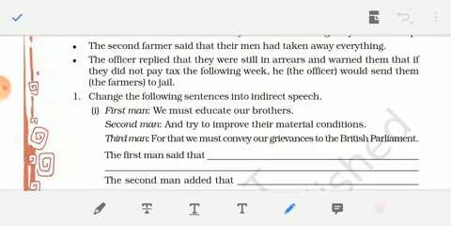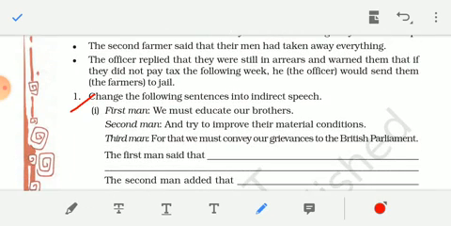Question number 1. Change the following sentences into indirect speech. Here, dear students, we have to change into indirect speech. Whenever we speak, we can speak in two ways. One, when we quote the speaker's language, the same words, it is called direct speech. And when we change something and speak the same sentence in a different way, that is called indirect speech. So here direct speech is already given, we have to change it into indirect speech. Let's read.